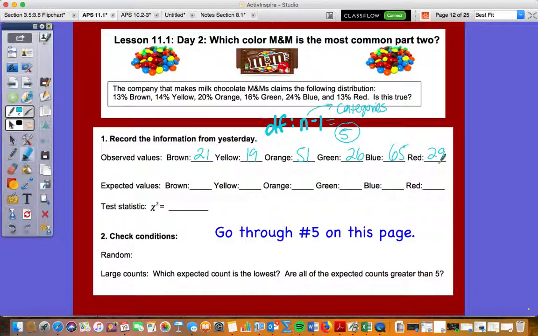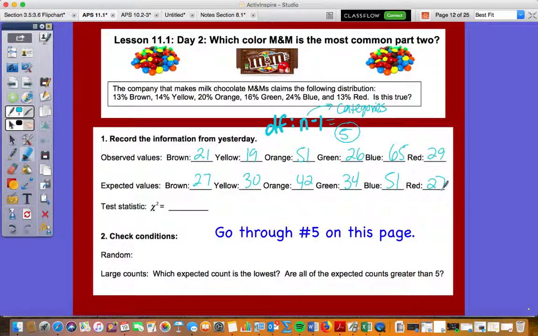Now, when we went to the actual expected, this was where I wanted to make sure that I hit on this part. We took each of the probabilities that were there. We took the 0.13 and multiplied by 211 to get 27. Then for yellow, 0.14 times 211 to get 30. We get 0.2 times 211 to get 42. Green was 0.16 times 211 to get 34. 0.24 times 211 got me 51. And on the red side, 0.13 times 211 got me 27.